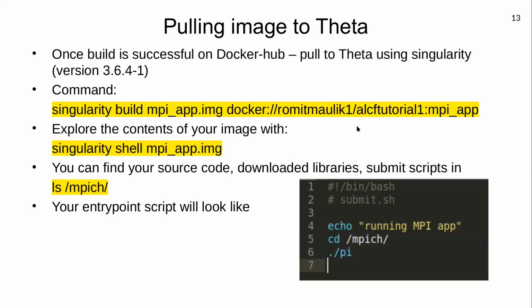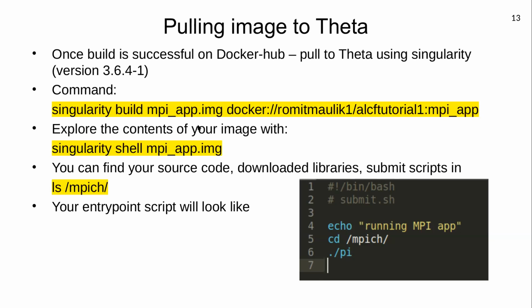So like I said, Docker is not supported on Theta, but Theta does have Singularity, and the version of Singularity that's on Theta right now is 3.6.4. And it's exceptionally simple to take your app that has been auto-built on Docker Hub and then pull it to Singularity. All you need to do is just execute this command. By the way, all the bash commands that you may need to run on Theta are highlighted, just to stand out. So all you need to do is use this command, singularity build, give your image a certain name.